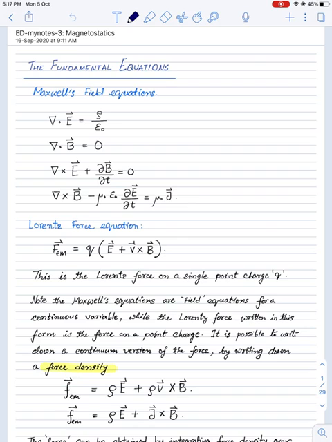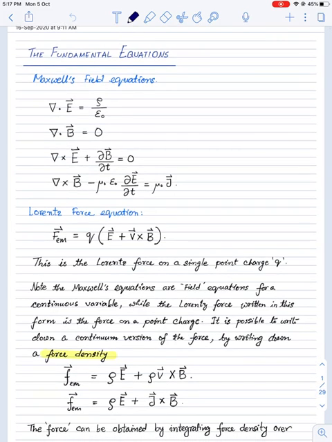Hello everyone. So in this video we are going to do a very brief and quick recap of various topics in magnetostatics. Okay. So in the last video we have done a recap of various topics in electrostatics. So in this video we are going to discuss magnetostatics.